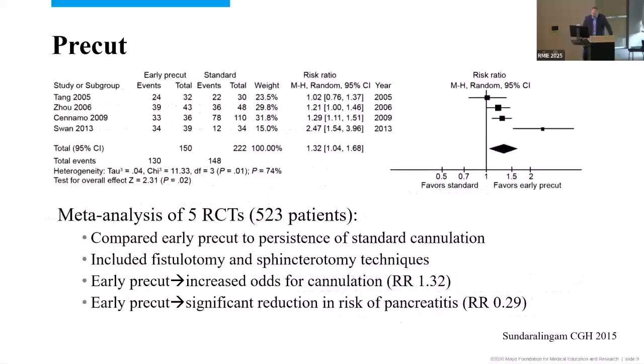Looking at data, a meta-analysis of 5 randomized trials, including over 500 patients, showed that early movement to pre-cut is the preferred approach. This study included both fistulotomy and sphincterotomy techniques, and it showed an increased odds for cannulation and a significant reduction in pancreatitis. So while the approach may be personal preference, what I would say is that if you think you're heading in this direction, the data would suggest the earlier the better.